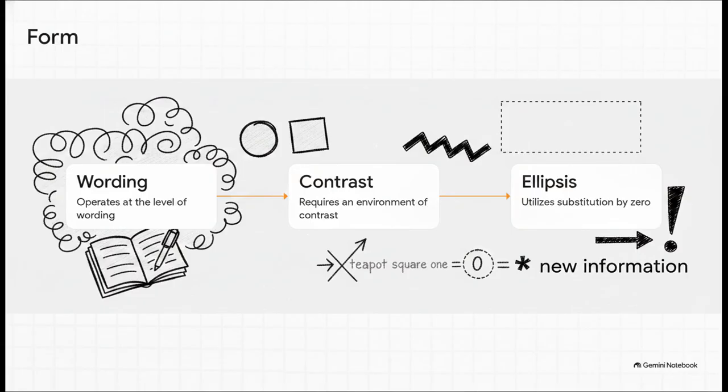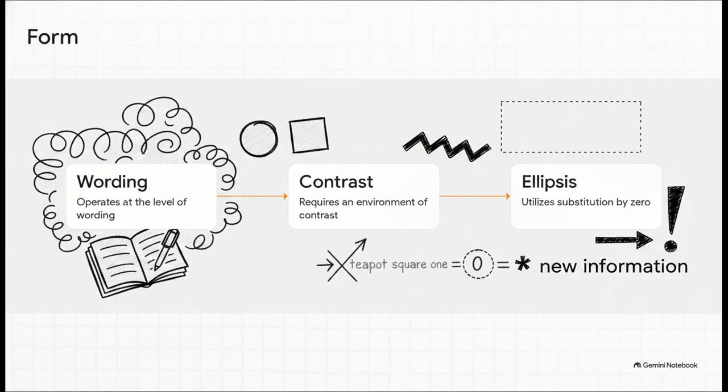Next, we have substitution and ellipsis, representing relatedness of form. Now, unlike reference, this operates strictly at the level of wording, usually in an environment of contrast, like saying, "I want a square one," instead of repeating the word teapot. Ellipsis takes this a step further by utilizing substitution by zero. It physically drops words out of structural slots on the page, leaving an empty space that preserves the grammatical frame while placing maximum rhetorical focus entirely on the new information.